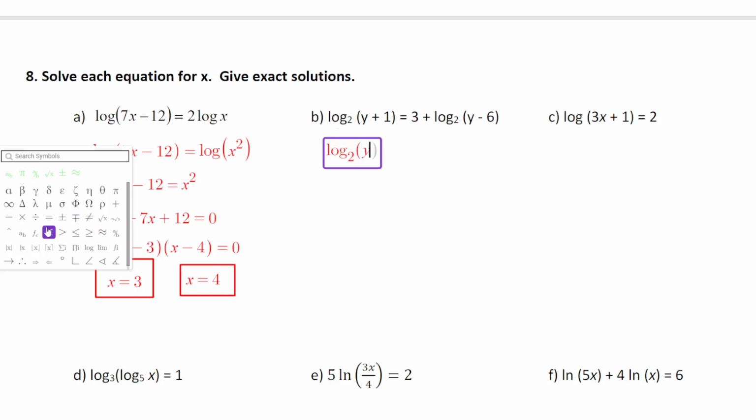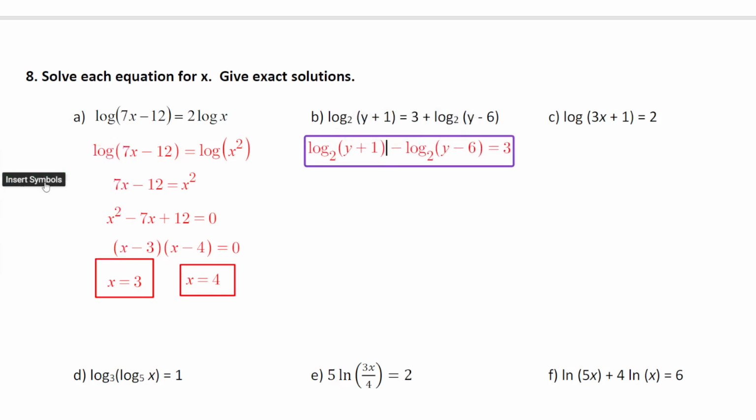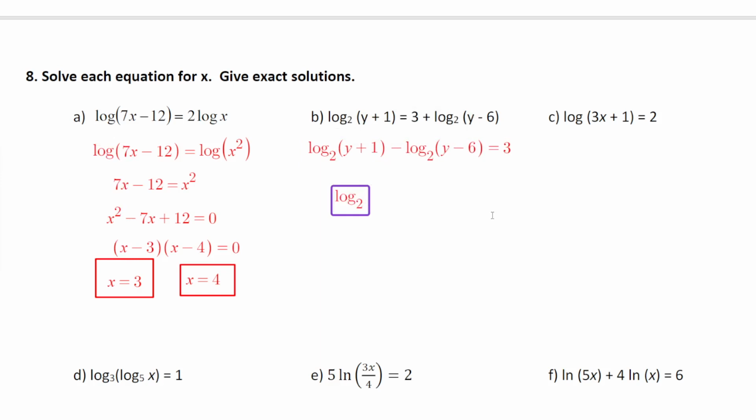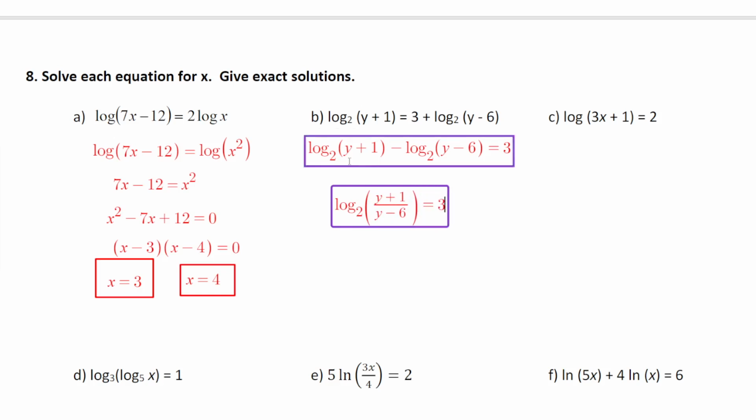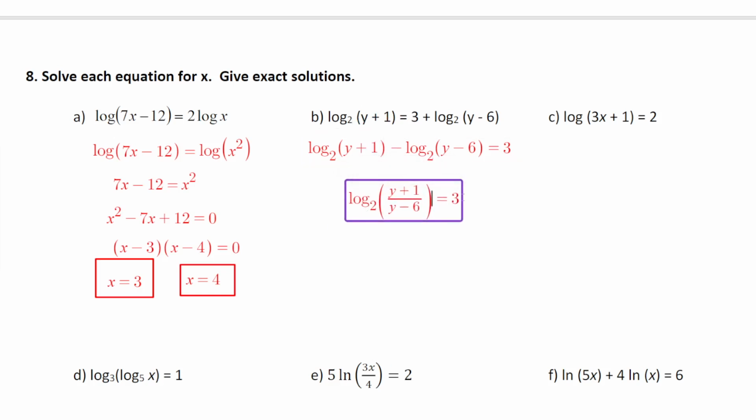So I'll have this log of y plus 1 minus the log base 2 of y minus 6 equals 3. And so now I can use my quotient property here to combine these two logarithms, y plus 1 over y minus 6. That's going to equal 3. And so from here I can use the inverse property to rewrite this as an exponential equation. 2 cubed equals y plus 1 over y minus 6.